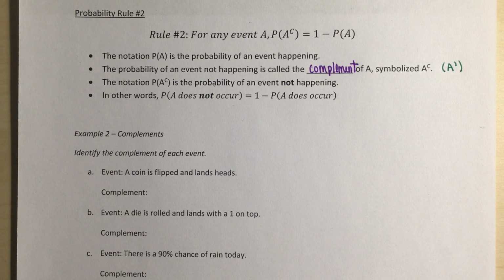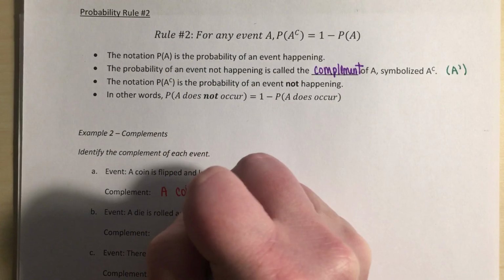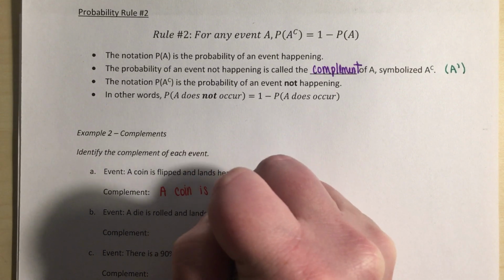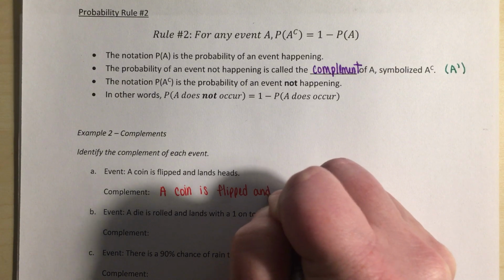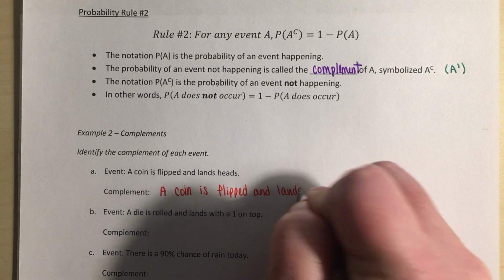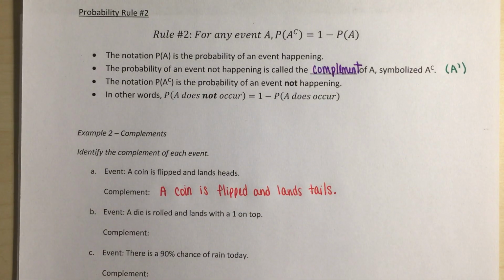So identify the complement of each event. A coin is flipped and lands heads. Our complement is going to be a coin is flipped and lands tails. If it doesn't land on heads, then the other option is to land on tails.